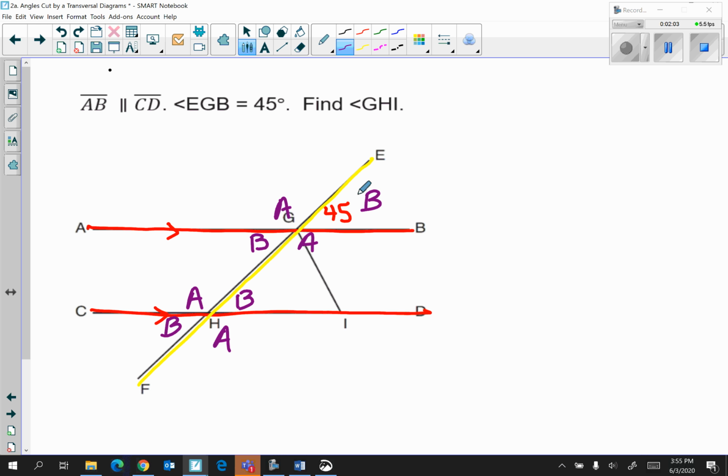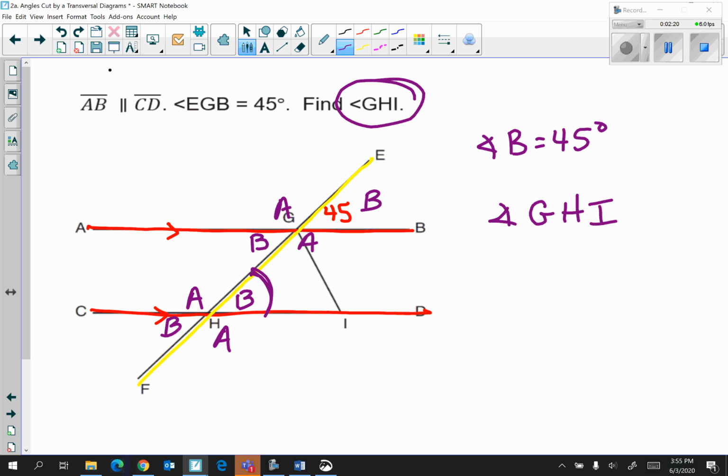So if I have a B, angle B, as 45 degrees, and I want angle GHI. GHI is right here. That's also a B, which means angle GHI is also 45 degrees.